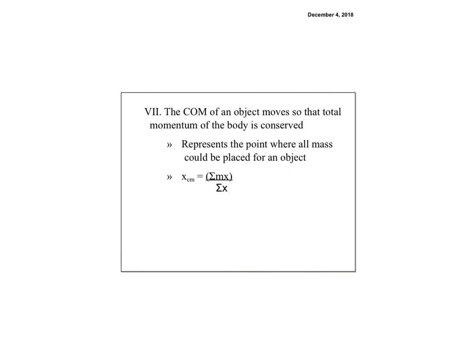The center of mass of an object moves so that the total momentum of the body is conserved. Remember how we saw some of the videos and it showed how the momentum stayed at a constant velocity if there's no outside forces, even if everything within the system is moving in a chaotic manner. So it represents the point where all the mass could be placed for an object.